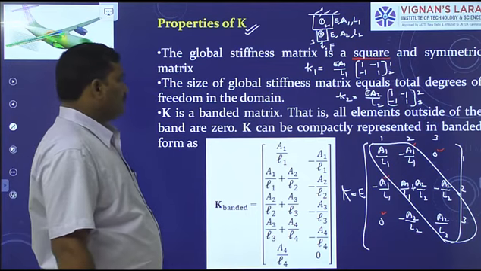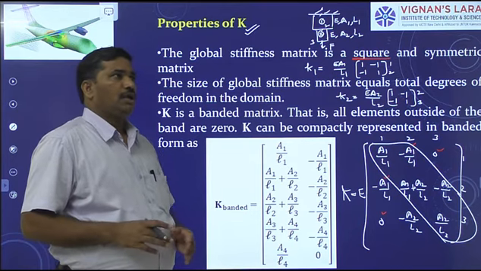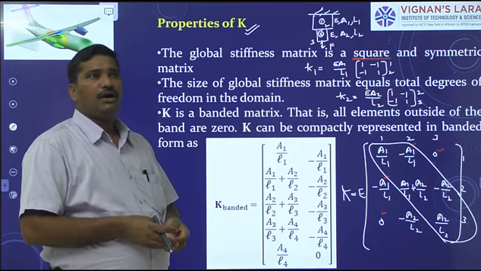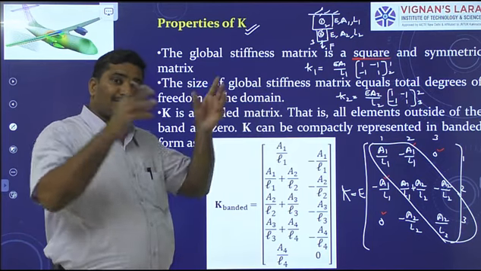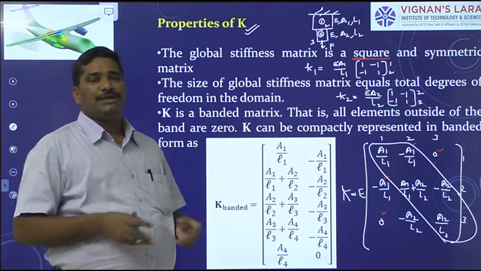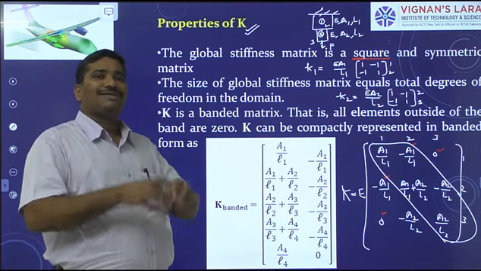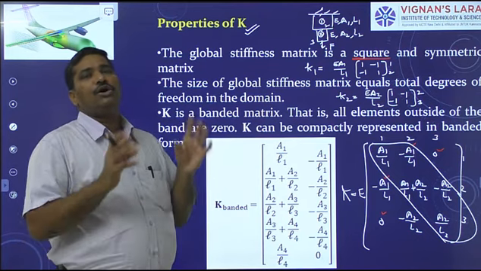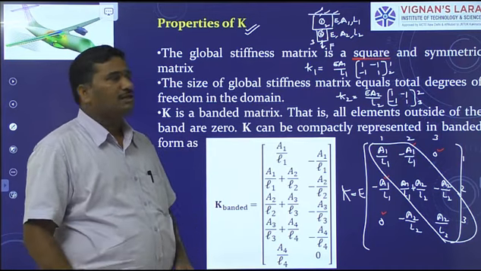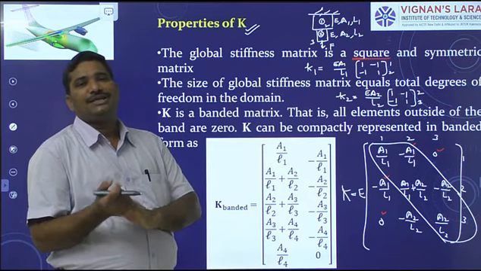Understand? Today, what we have learned? Today we saw how a global body force vector is prepared, how a global traction vector is prepared, and how a global load vector is prepared, and how the potential energy is expressed for an elastic solid in terms of the global load vector and global stiffness matrix. And later, we also have seen the properties of the global stiffness matrix.